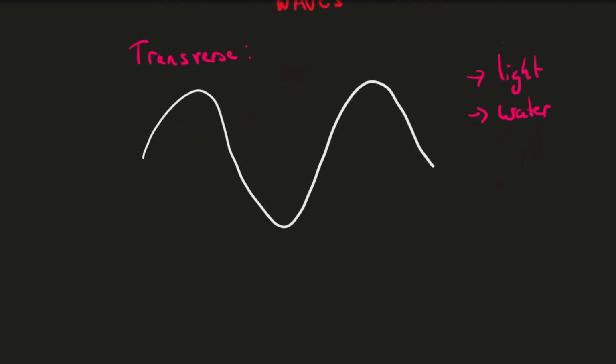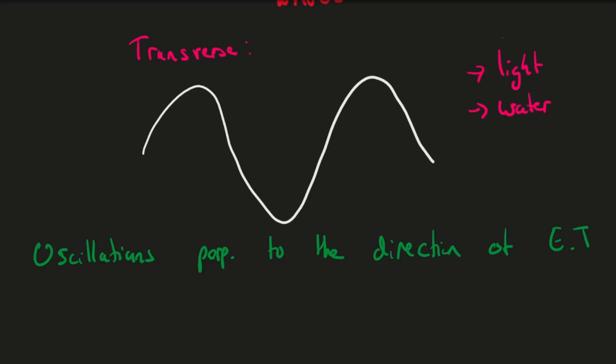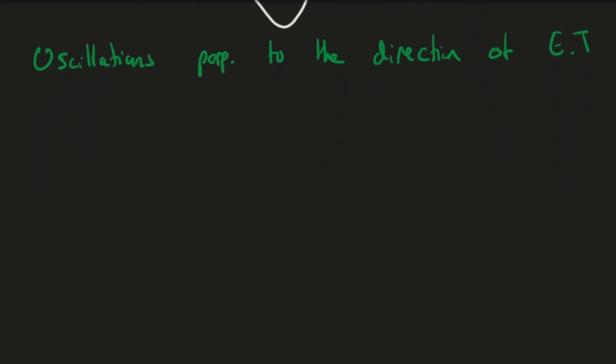And the key definition of a transverse wave is that the direction of energy propagation is perpendicular to the oscillations. Okay, so if we were to write that down, the oscillations are perpendicular to the direction of energy transfer. Okay, so that's transverse waves. Next, we can look at longitudinal waves.